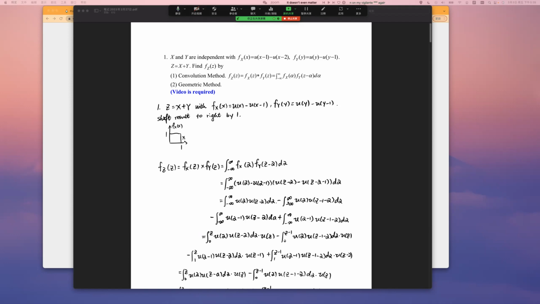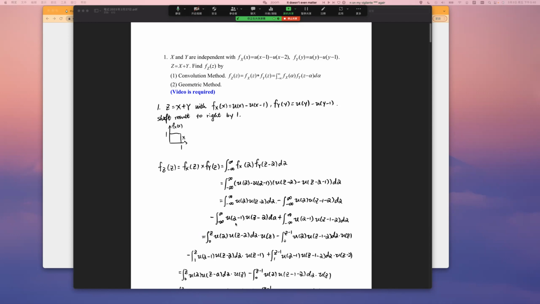So we plug in these numbers and expand this formula. So it's u(alpha) times u(z minus alpha), which is this part. Integral from minus infinity to infinity of u(alpha) u(z minus alpha), minus the integral of u(alpha) u(z minus 1 minus alpha) d alpha, minus this part times this part, which is the integral of u(alpha minus 1) u(z minus alpha) d alpha, plus the integral of u(alpha minus 1) u(z minus 1 minus alpha) d alpha. So this is the equation that I got.